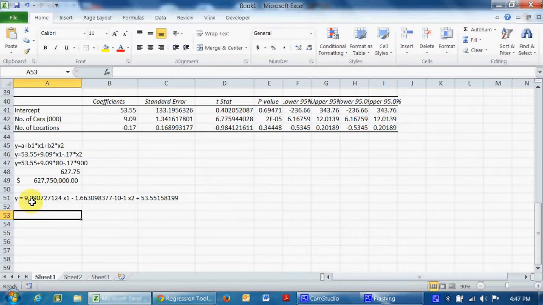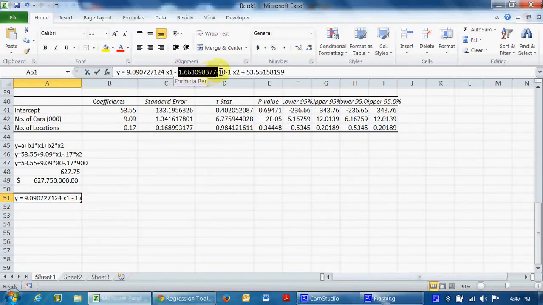Now the equation's a little bit different than the one I have up here. It gives me my x1 calculation first, then my x2 calculation, and then it gives me my a over here. So it just moved things around, but it's not really any different. The other difference is that it did not give me this middle number, which is 0.17 in our regression calculation here. It gave me this as 1.66 times 10 to the negative 1.